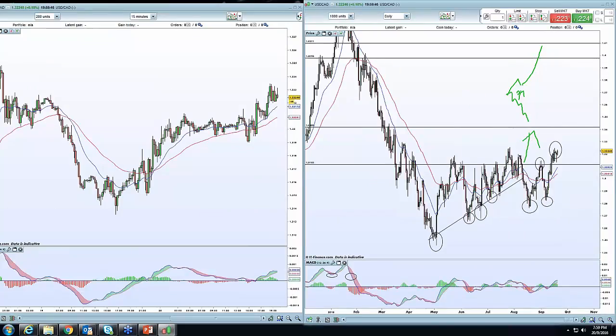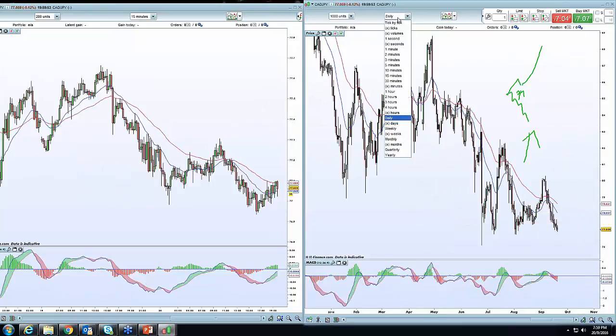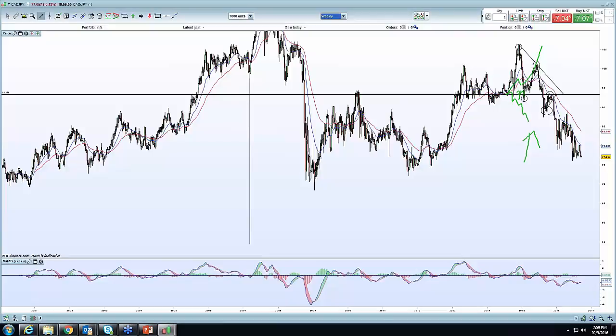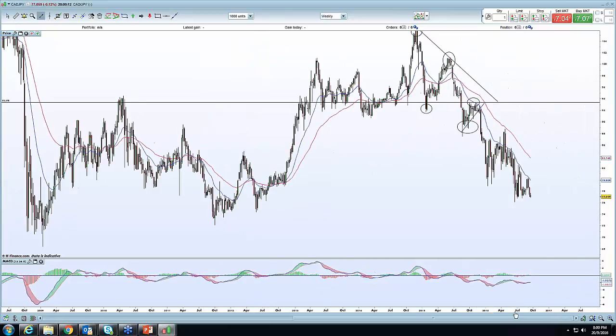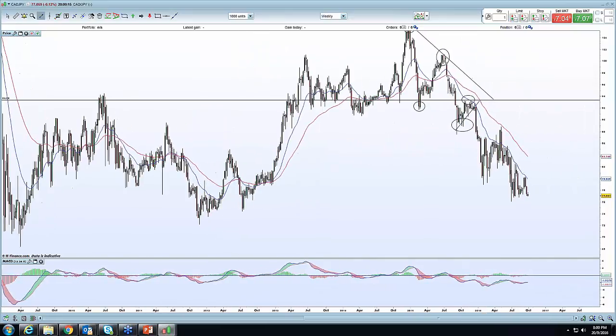Now next one, CAD yen. Where's my CAD yen? Okay, let's go to a weekly chart. So I hope you guys are getting the hang of price action. It really is a beautiful thing, price action. You feel so powerful sometimes when you can use price action to predict the markets. Okay, so CAD yen. Who asked for CAD yen? Alvin. So Alvin, CAD yen now.